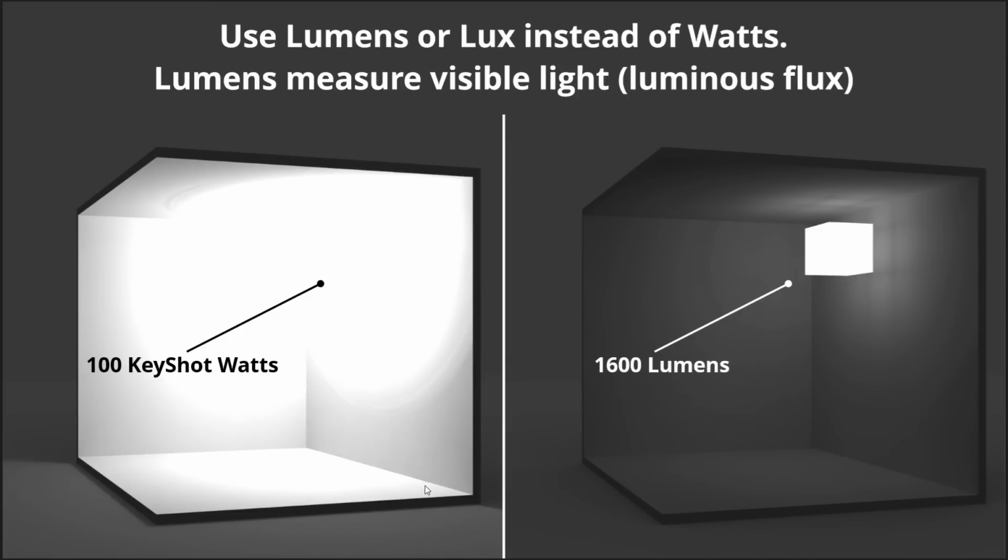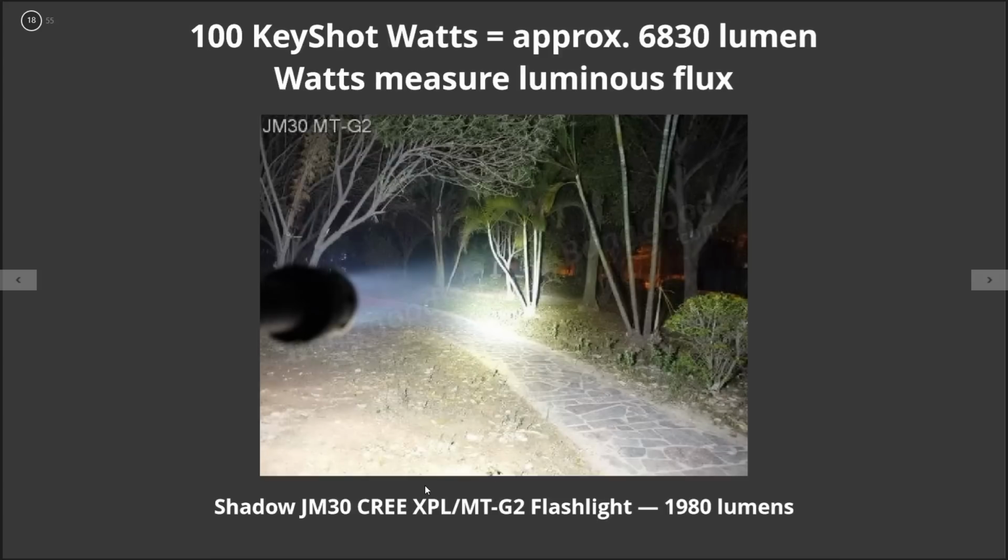Instead, just use lumens, because lumens are an actual light measurement. So for example, here with KeyShot, a watt is approximately 6,800 lumens. Again, watts are measuring something called luminous, actually it should be radiant flux. But in the picture right there, you can see a flashlight that is almost 2000 lumens, and it's bright enough at nighttime to brighten it up almost like daytime. And that's with a fraction of the power of 100 KeyShot watts.